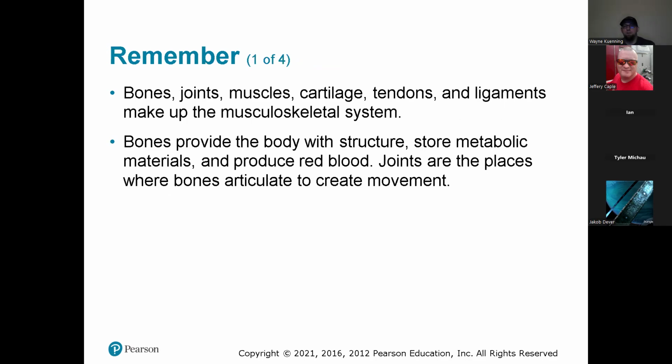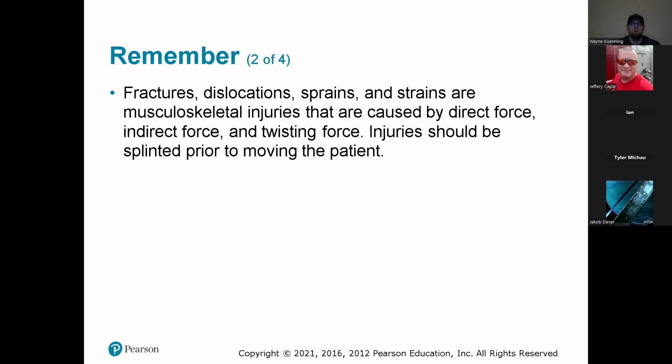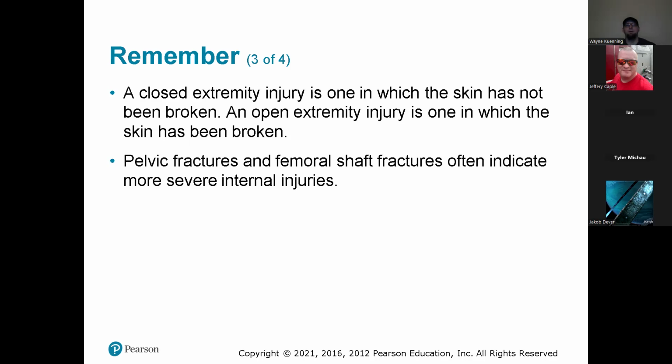Bones, joints, muscles, cartilage, tendons, and ligaments make up the musculoskeletal system. Bones are what provide our structure. They store calcium, they produce red blood cells. And then we all know what joints allow us for. Fractures, dislocations, sprains, and strains are musculoskeletal injuries that are caused by direct force, indirect force, and twisting force. And injuries should always be splinted prior to moving your patient.